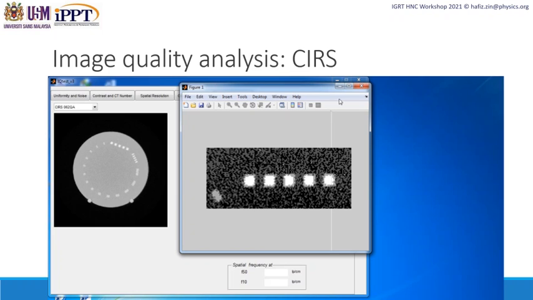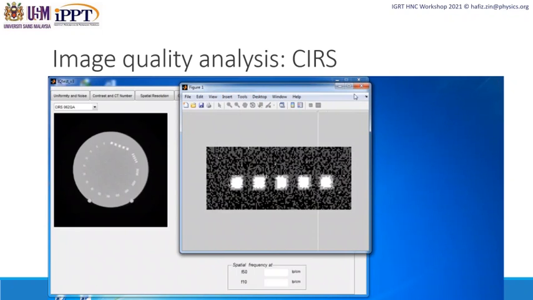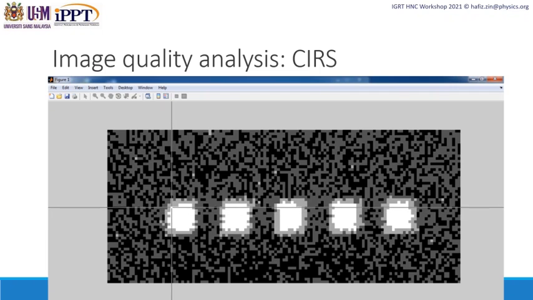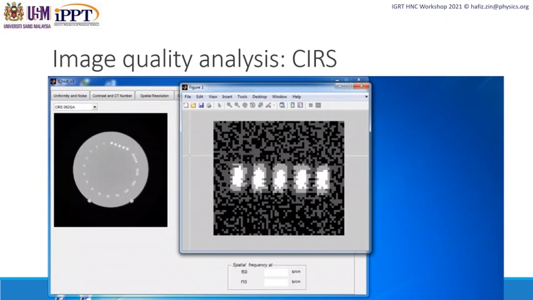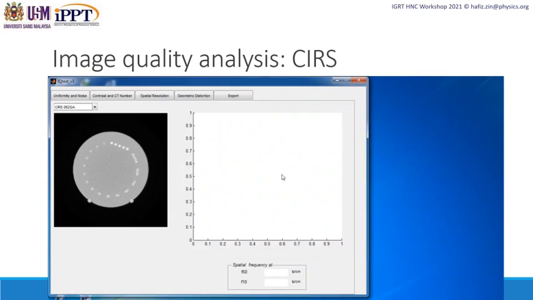So that's why we came up with this quantitative method, where we select each of these regions on the phantom to calculate the line pairs per millimeter that can be visualized by the system.